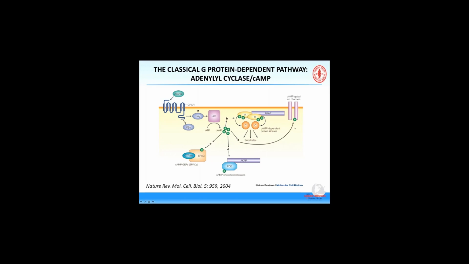Cyclic AMP can also interact with cyclic AMP-gated ion channels, as shown in here. And it can also activate yet another family of G proteins by acting on this cyclic AMP-dependent guanine nucleotide exchange factor. The best characterized actions of cyclic AMP are actually through the cyclic AMP-dependent kinase. And then ultimately, of course, cyclic AMP is degraded by cyclic AMP phosphodiesterases going back to 5' AMP.